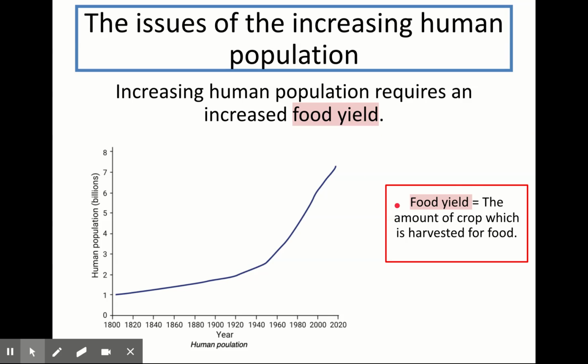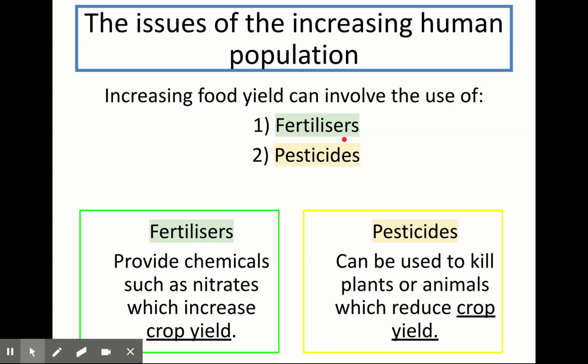When we talk about food yield, we mean the amount of crop which is harvested for food. So an increased human population requires an increased food yield. We focus on food yield and specifically crop yield throughout this topic on food production as we want to learn how farmers can increase their crop yield. Increasing crop yield or food yield can involve the use of 2 different things, fertilizers and pesticides.